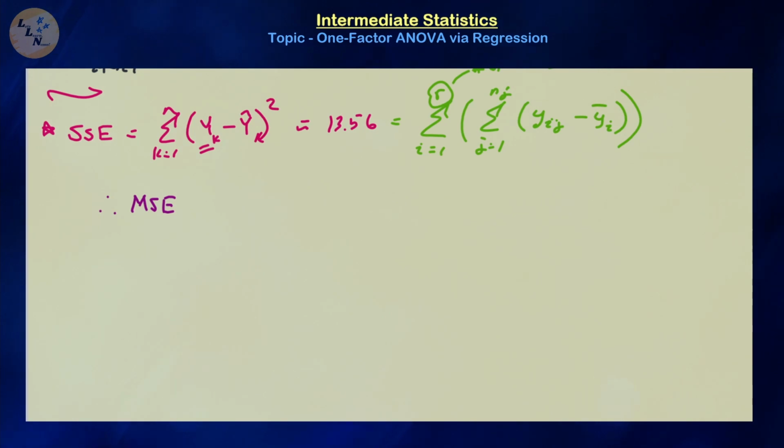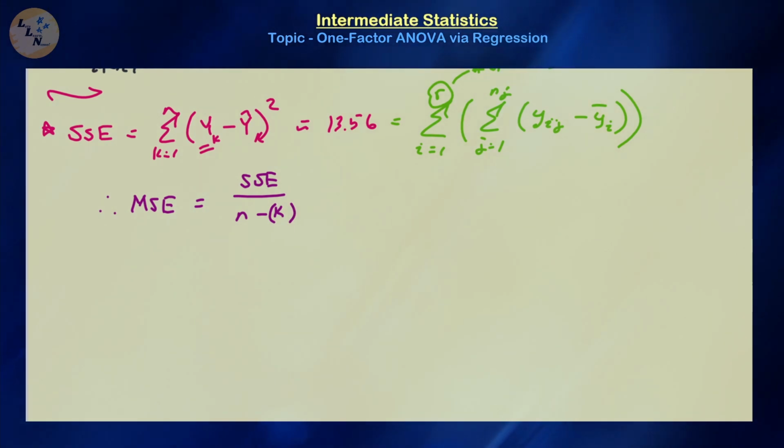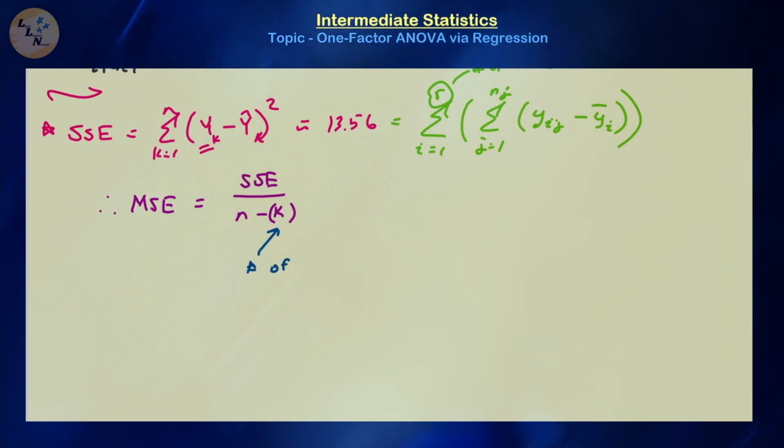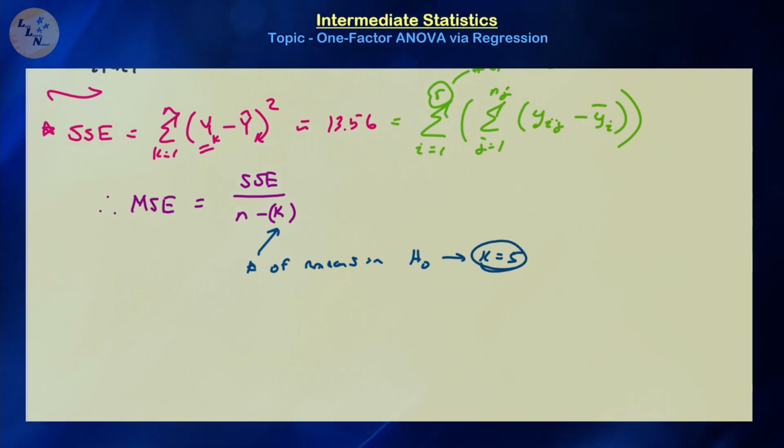Once you have your SSE, then we should be able to calculate the MSE. Right? So what's the MSE going to be equal to? So the MSE is going to be equal to SSE divided by, usually it's m minus p minus 1 for the multiple linear regression case, but this is going to be equal to n minus k, where k corresponds to the number of means in our null hypothesis, so mu1 equals mu2 equals mu3 all the way down to mu5 in our particular category, right? So k is equal to 5.